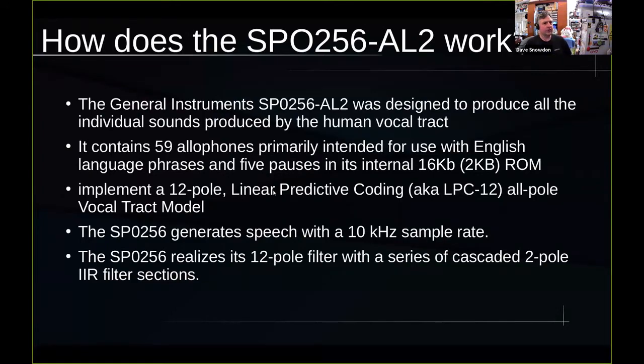So it's designed to model the human vocal tract. So it's not actually playing samples. There's this technique called linear predictive coding that's used to model the voice. And what it's actually done is these allophones are encoded based on real speech of the allophones, and it then uses a filter to play this back. It's got a 10 kilohertz sample rate, and it uses a 12-pole filter. And I stole this again from Wikipedia. I don't know the total ins and outs.